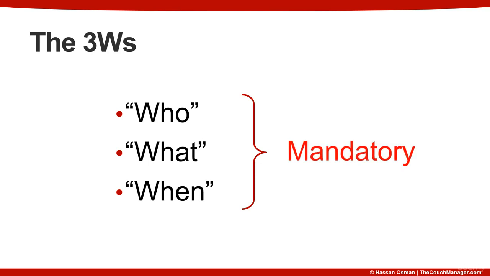The first is the who, the second is the what, and the third is the when. And whenever you assign tasks in an email to someone, those 3 Ws are mandatory. If you miss out on any one of them, you'll drastically increase the chance that you'll miscommunicate on what needs to be done. And in the next few minutes, I'll give a description of each W along with examples to help explain what they mean.